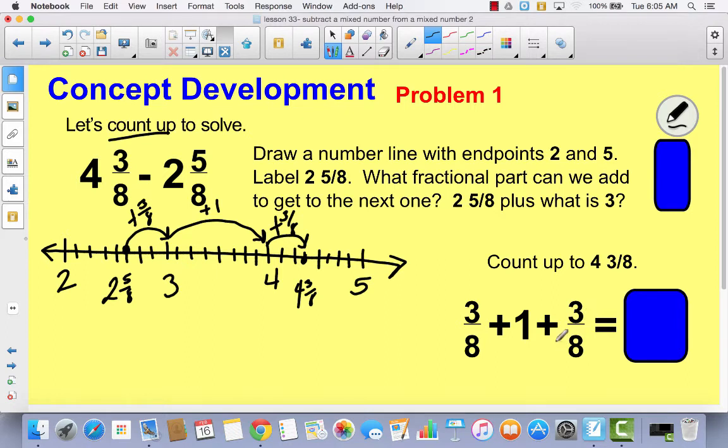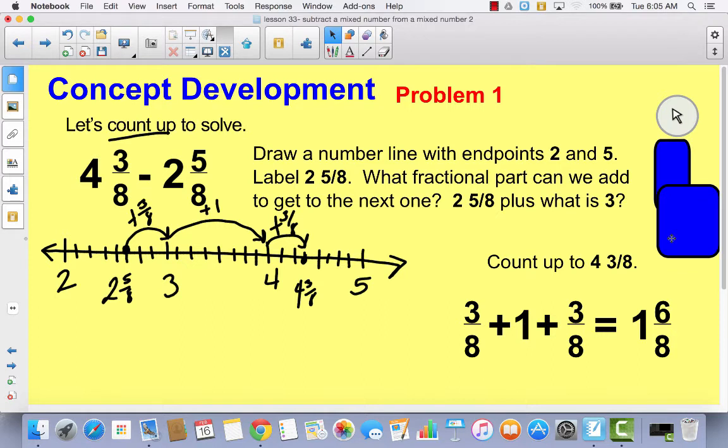I can add these pretty easily in my head. I know 3/8 and 3/8 equals 6/8, and I'm going to add that to 1 whole, so this is going to be 1 whole and 6/8. So 4 and 3/8 minus 2 and 5/8 equals 1 and 6/8. And I used the counting up strategy to solve, okay?